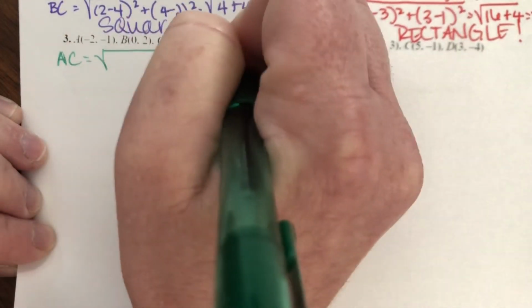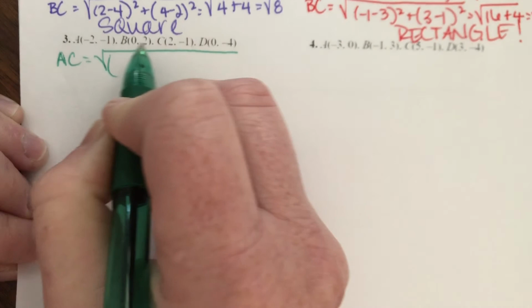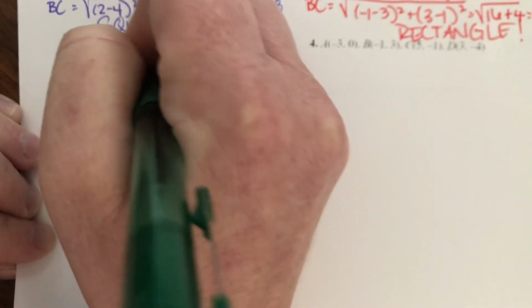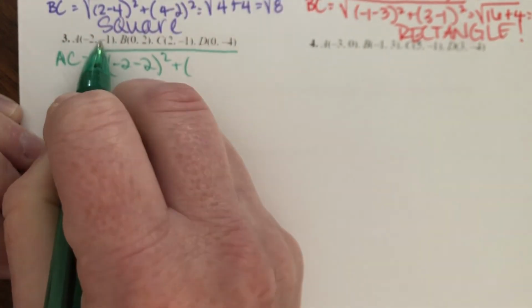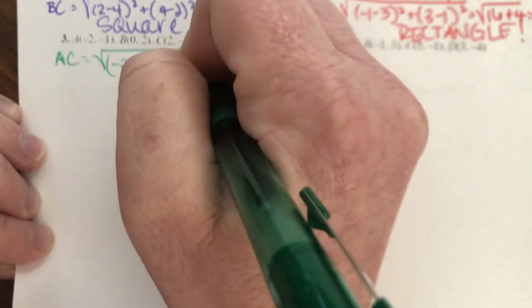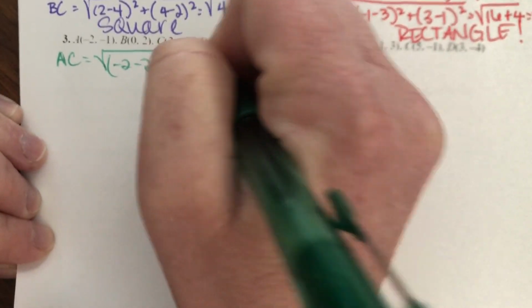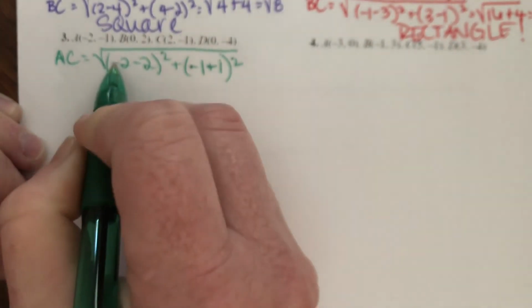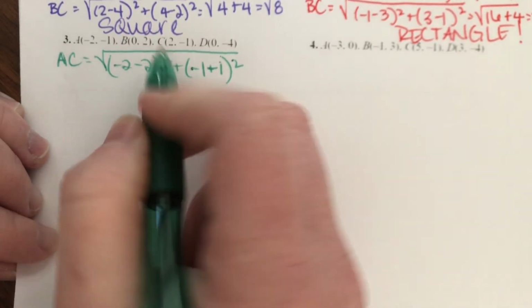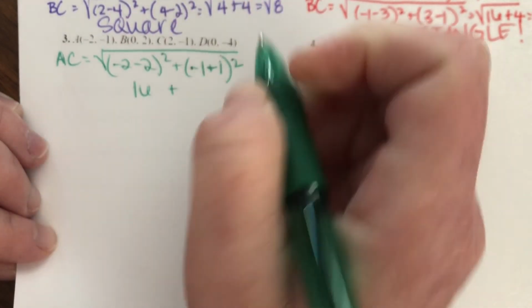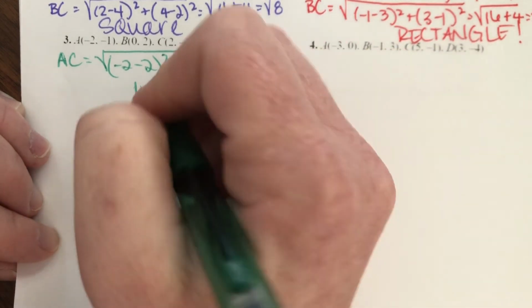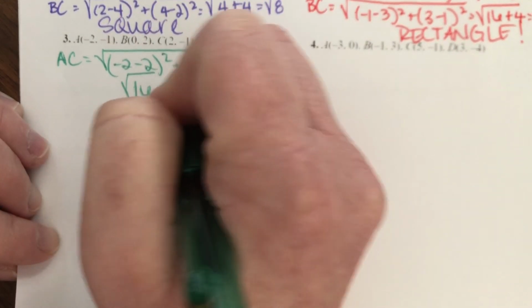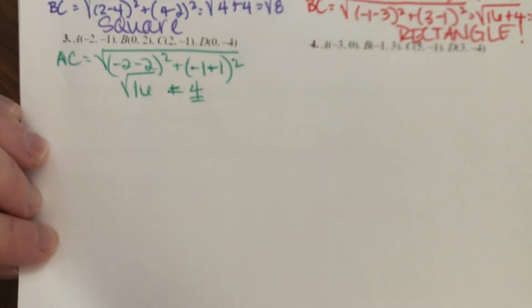AC: square root of (x minus x), (negative 2 minus 2) squared plus (negative 1 minus negative 1) squared. Negative 2 minus 2 is negative 4. Negative 4 squared is 16. Negative 1 plus 1 is 0, so I add nothing there. So I get the square root of 16, which equals 4. The length of AC is 4.